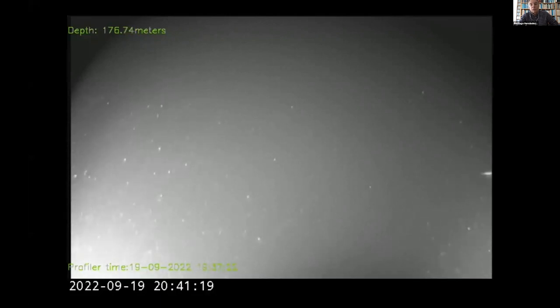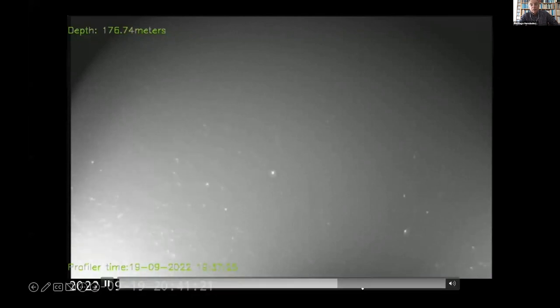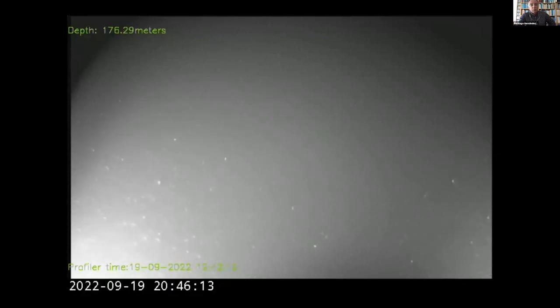So we can see all the fish going up in this area. And okay, we can see some more in here. Yeah, and what we observe is that about 20 to 40 or 60 minutes after the sunset, we observe these animals migrating. And before and after that, we could not observe these animals.